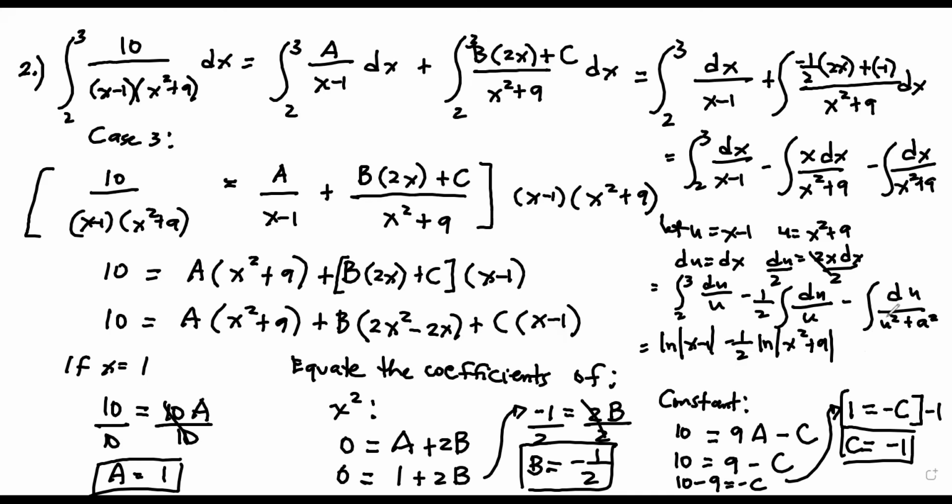Ito class ay negative 1 over a. Tingnan nyo sa formula natin sa mga formulas. Itong form na to, ang integral niyan ay 1 over a arctan. So negative 1 over a. Kung ang a squared natin ay 9, so ang a natin ay 3. So negative 1/3 inverse tan u over a.